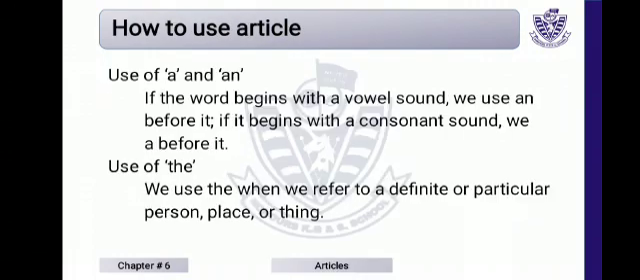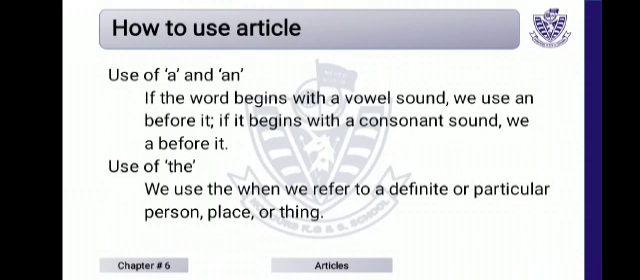Now we'll discuss how to use articles. Students, you know that the letters A, E, I, O, U are called vowels, and all the other letters of the alphabet are called consonants. It is important to remember this, for the use of a and an depends on vowel and consonant sounds. In your previous books, you learned that an is used before a word that begins with a vowel and a before a word that begins with a consonant. Let us now go a step further.